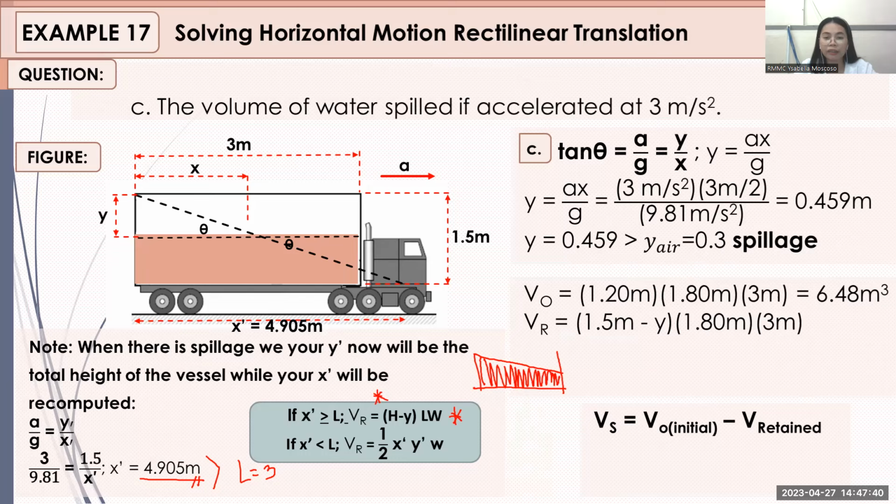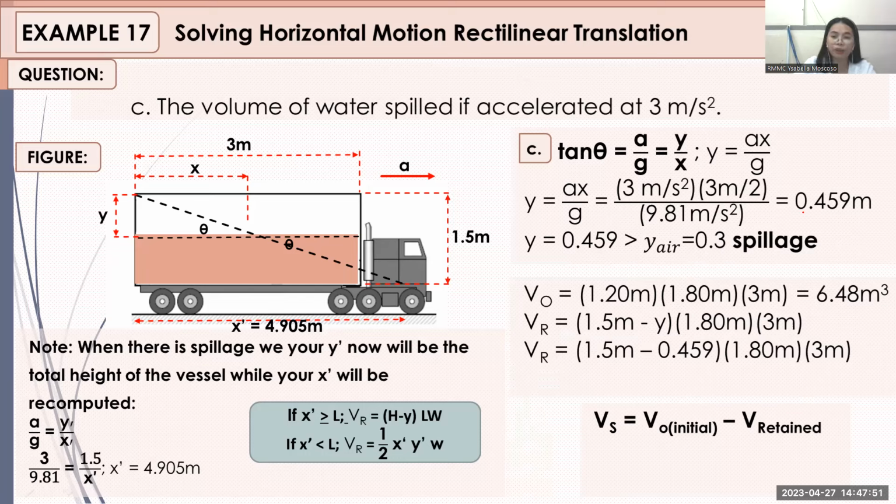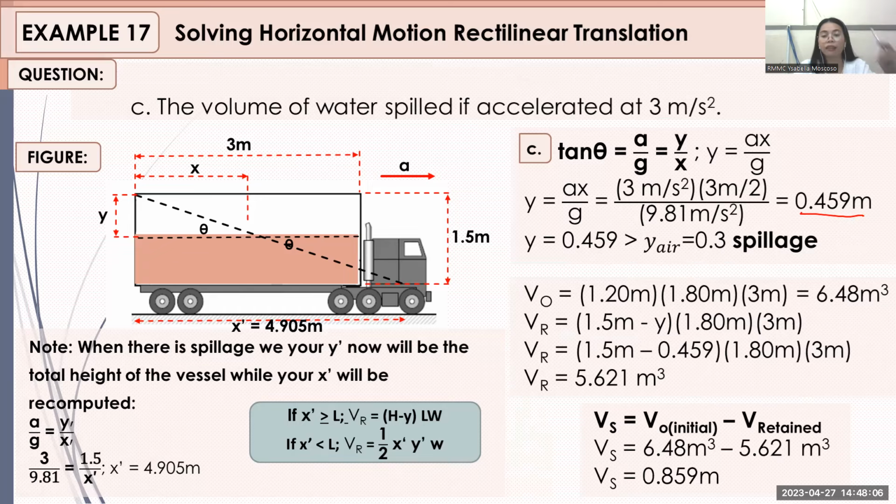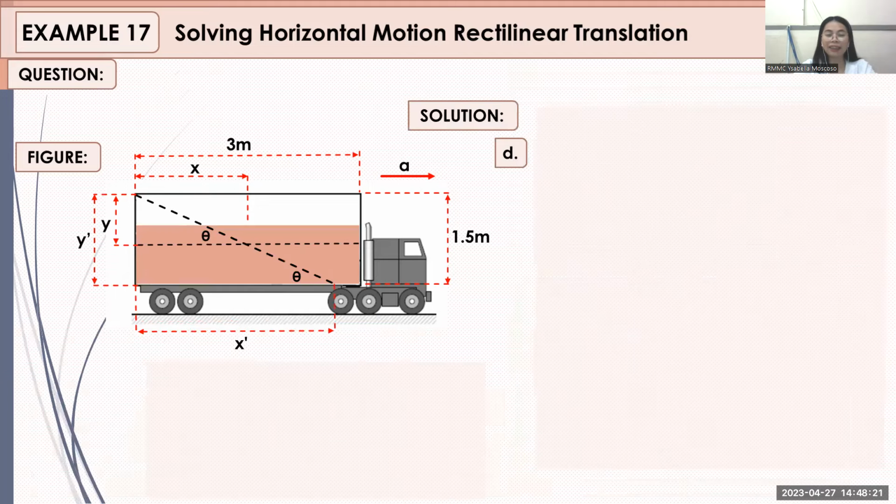Ibig sabihin, volume retained is (1.5 minus y) times 1.8 times 3. So your y here is yung nakuha natin kanina, which is 0.459. Take note that is y, that is not y prime. So that is 5.621. Okay, so to get your volume spilled at the acceleration of 3 meters per second squared, that would be 0.859, that is not meters, that should be cubic meters. And that is your answer. Okay. Sige, kaya pa?